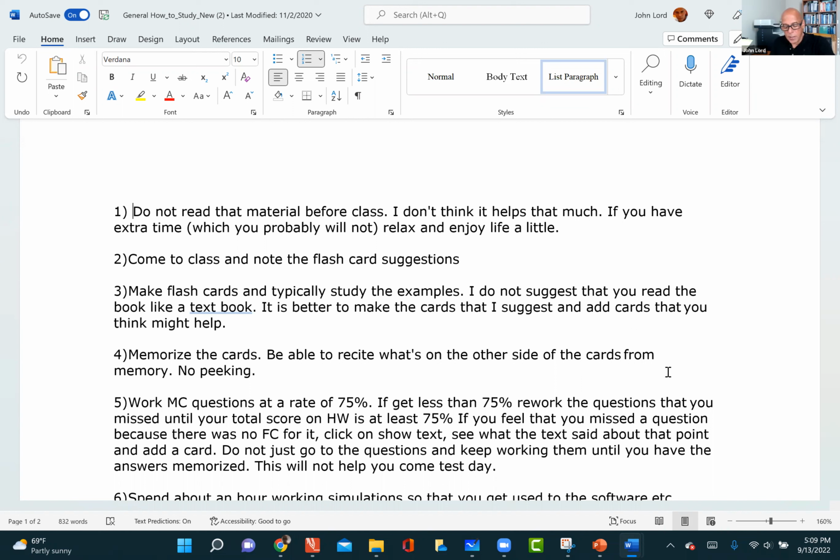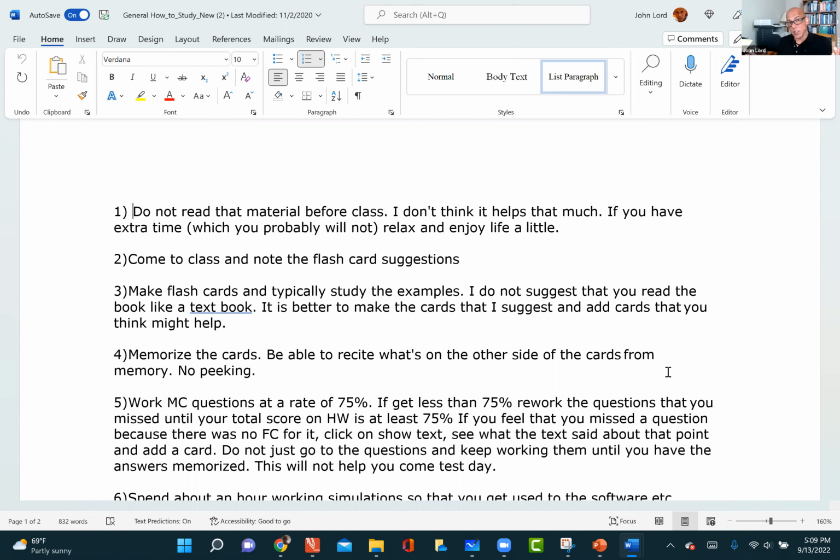After you have come to class and noted the flashcards, then you should make flashcards. Now, since part of the package that you acquired through Golden Gate from Becker includes pre-made flashcards, if you see a flashcard in the electronic flashcards in your software that pretty much matches what I'm suggesting, I don't expect you to write up another flashcard. You know you have that there.